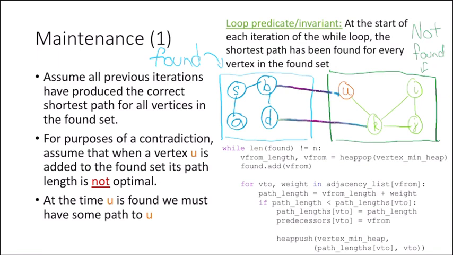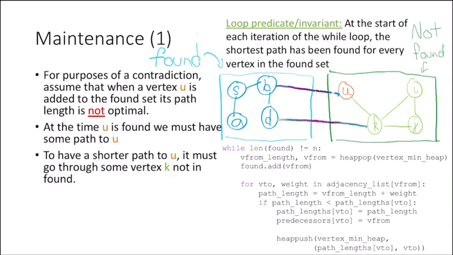We have our found set, so those are all of the vertices to which we know the shortest path, and by our assumption here we can assume that those are all correct shortest paths. So we have our start vertex, and then we've already found the shortest path to A, B, and D. Well, we have a vertex u that we're going to add to the found set in this current iteration. And what our contradiction says is that there's actually a shorter path to get to u. So for example, we could go from S to B to D to K up to u. That's one such shorter path.